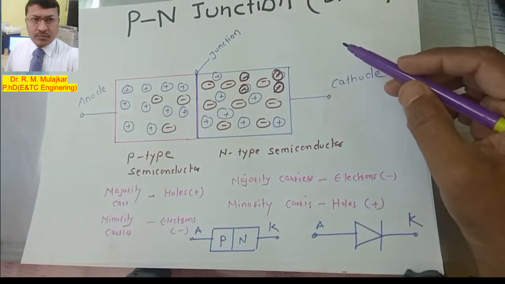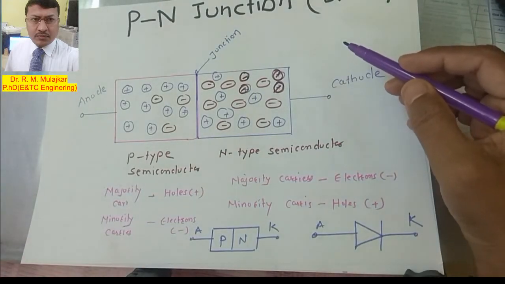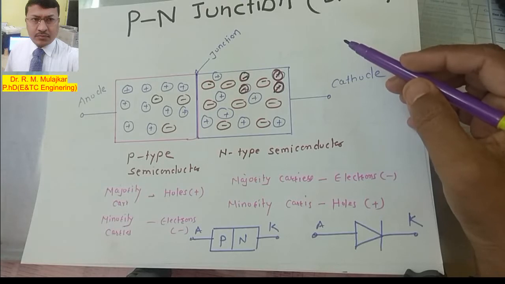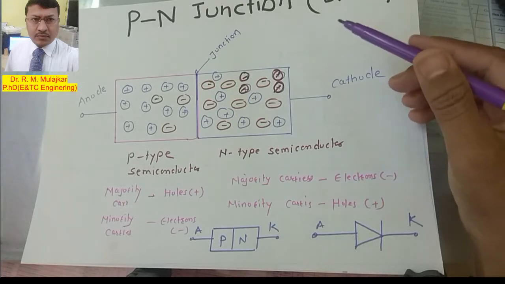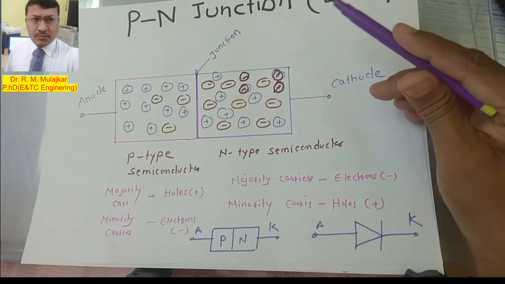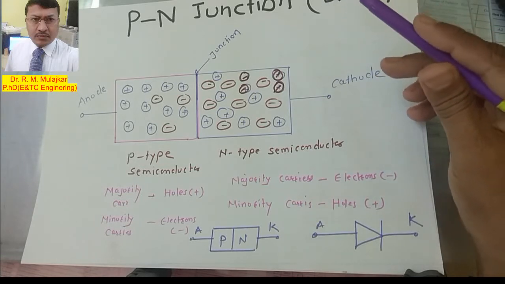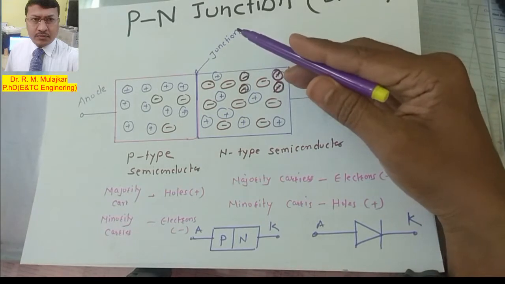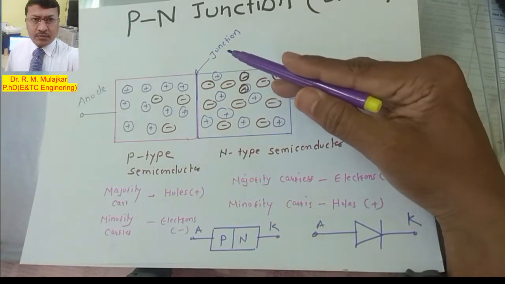In my last video lectures we discussed semiconductor materials and their classification. The semiconductor materials are classified into two types, intrinsic and extrinsic, and the extrinsic are classified into two types, P type and N type semiconductor. We discussed that in detail, so you may refer to those video lectures.